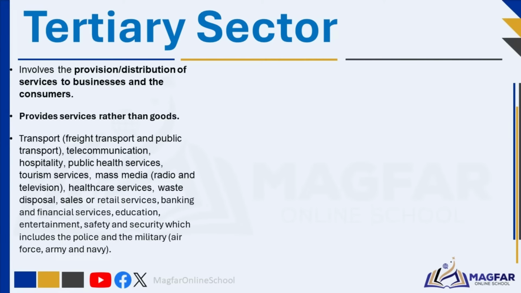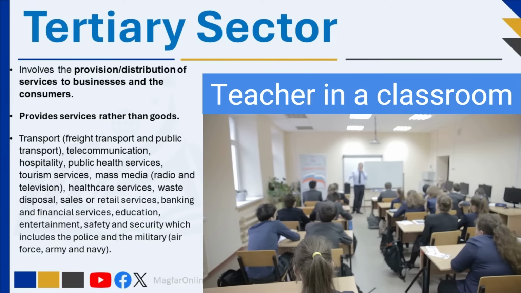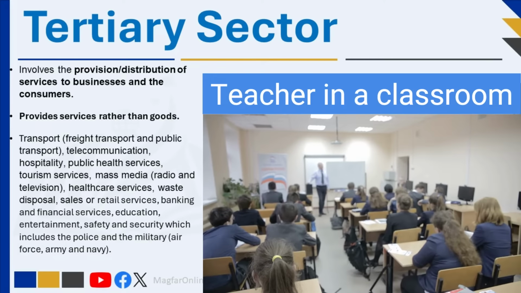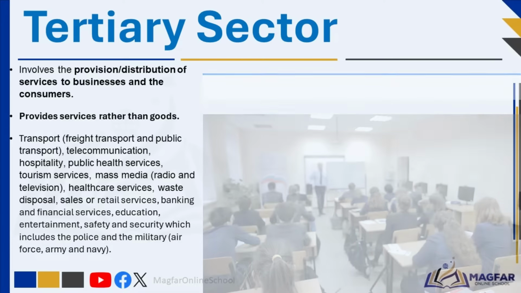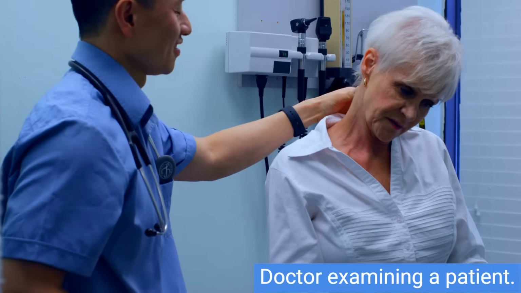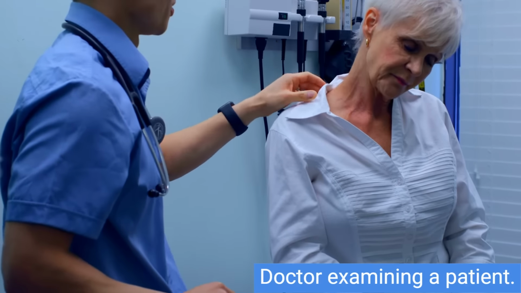Tertiary activities involve the provision or distribution of services to businesses and consumers. The tertiary sector provides services rather than goods. The tertiary sector of the South African economy provides services and human skills as a commodity.